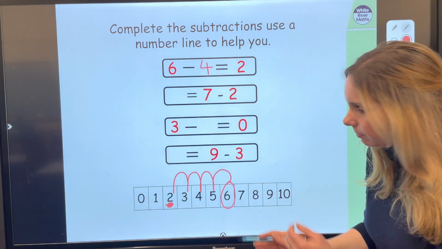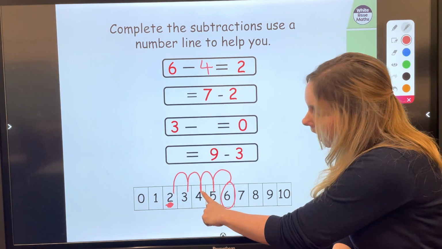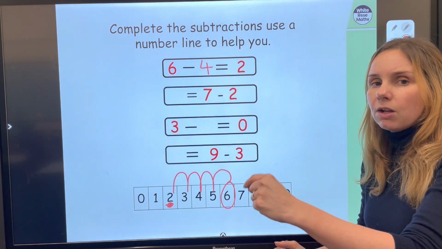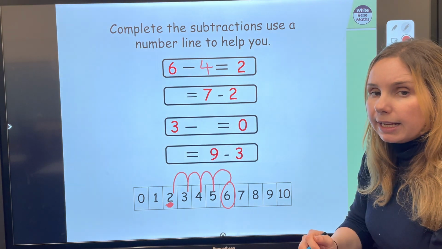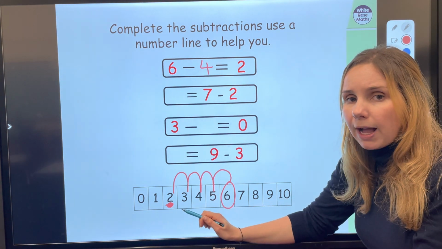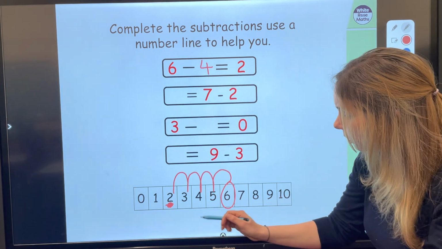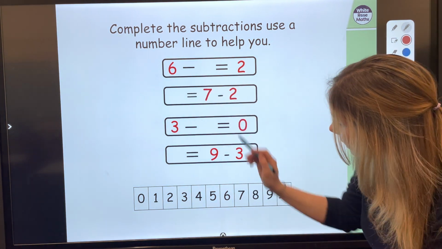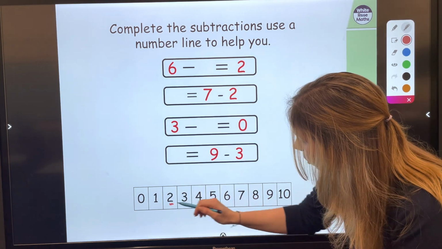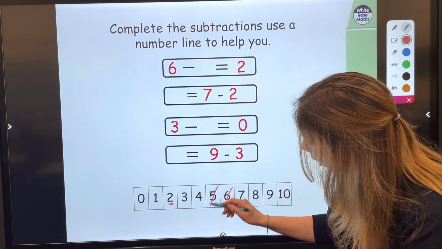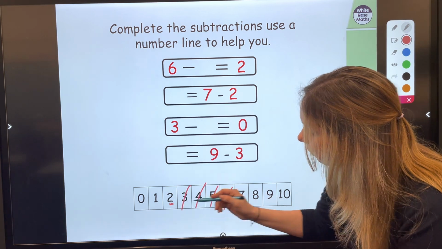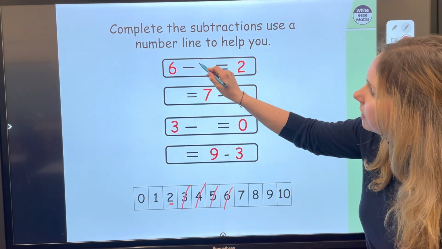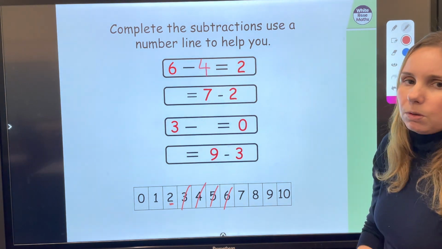Now if that confuses us, and for some children we do find that jumping back in ones a little confusing, you might cross out again, but don't cross 2 out because that is our answer. So if you're going to cross out instead of jumping back, start at the 6, remember we need to end up on the 2, 1, 2, 3, 4, and it leaves me with 2. So 6 subtract 4 equals 2.